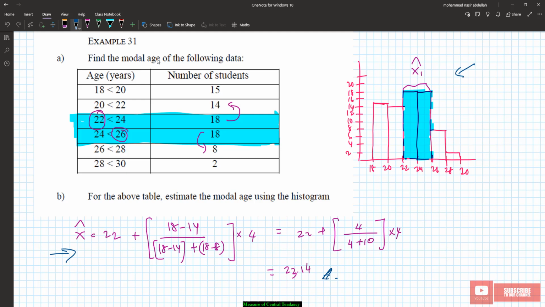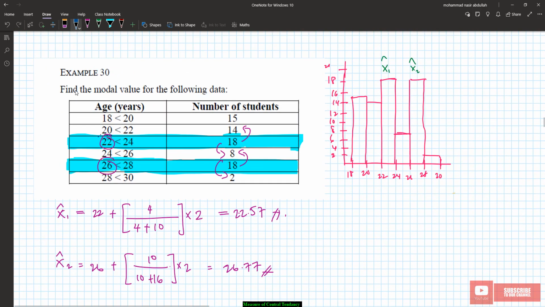So let's say you have this kind of chart, histogram. You take this end point and this end point, and connect these two together. Then you take this point and connect to this point, right? And then the intersection here should be your mode. This one should be 23.14. That's why when you graph a histogram, you need to graph it properly, right?